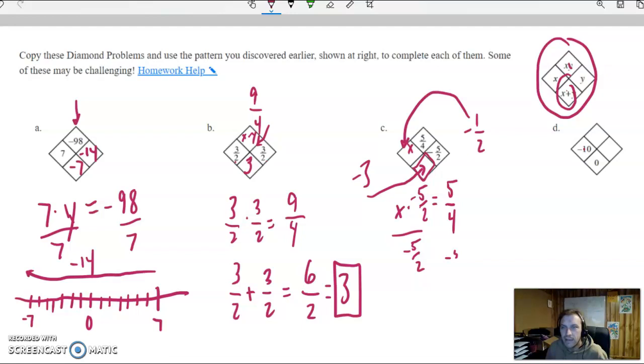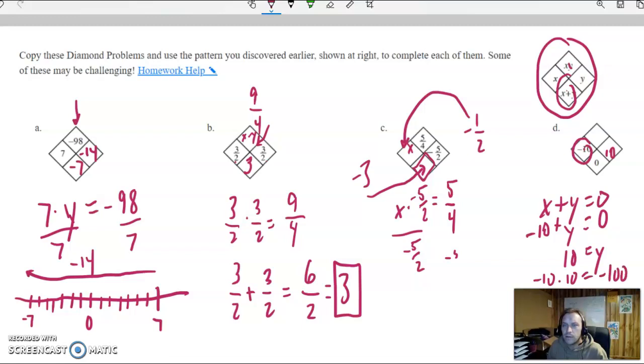Alright, here I get negative 10 and something equals 0. So remember, x plus y equals 0. I know negative 10 is my x value. So what plus negative 10 is 0? Well, you're saying, well, the opposite of negative 10 would be positive 10. So I'm with you. I would say y equals 10. Now to get this top one, it's negative 10 times 10. Negative 10 times 10 equals negative 100.